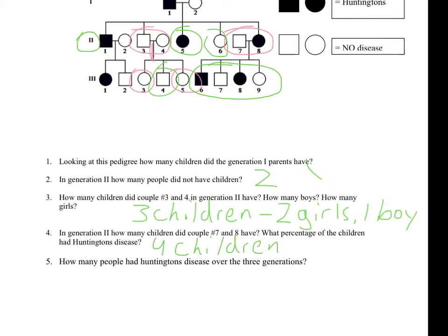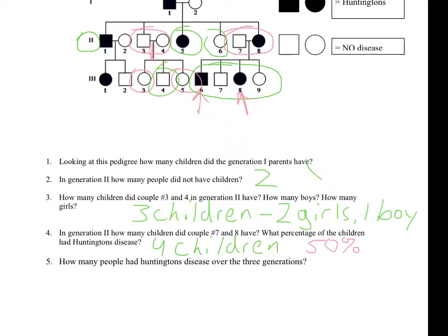And what percentage had Huntington's disease? We can see that this girl has Huntington's disease and this boy has Huntington's disease. So that's 2 out of 4 children, so 50% have Huntington's disease.